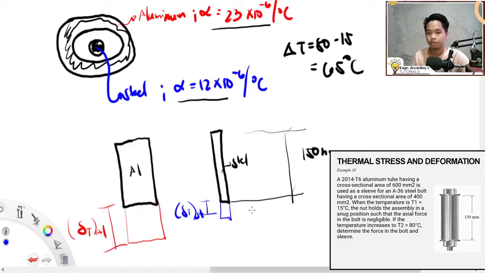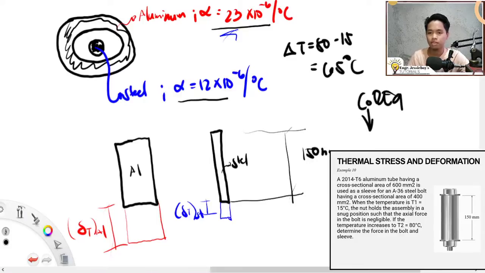Kanang blue. Diba? So, tungod kay may change on temperature, silang duha kay may elongate. Right? Pero again, tungod kay mas dako og thermal expansion coefficient si aluminum, mas dako siya og deformation. Pero, again, sa ato ang problem, nakabutang diha, they are in snug position. So, nakalock na siya. Tungod kay mas dako og deformation si aluminum, but then again, ginalock man siya ni steel.